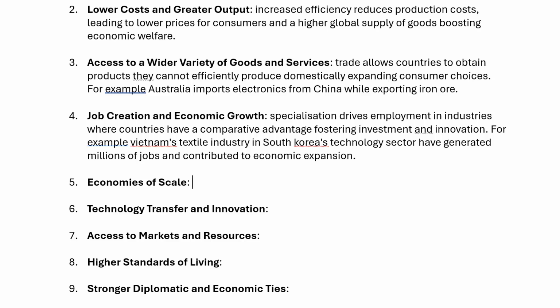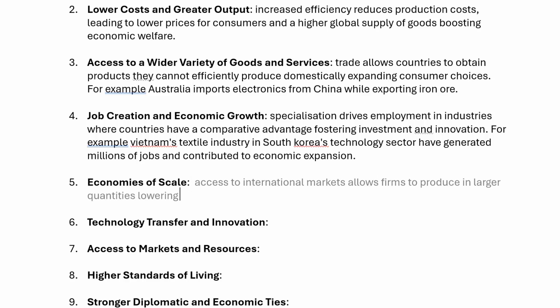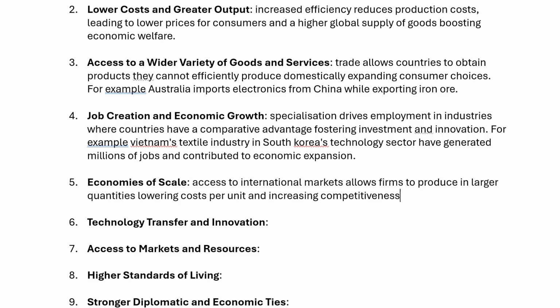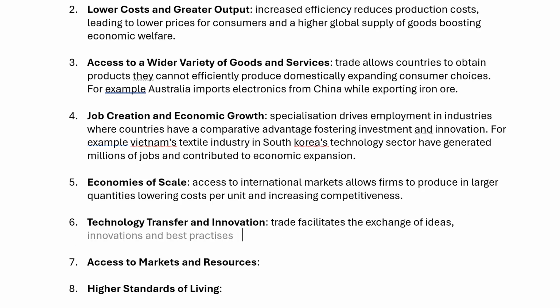Another benefit from trade is that you end up with economies of scale. Access to international markets allows firms to produce in larger quantities, lowering costs per unit and increasing competitiveness. Another benefit of trade is that it allows for technology transfer and innovation. Trade facilitates the exchange of ideas, innovations, and best practices, accelerating technological advancements across industries.